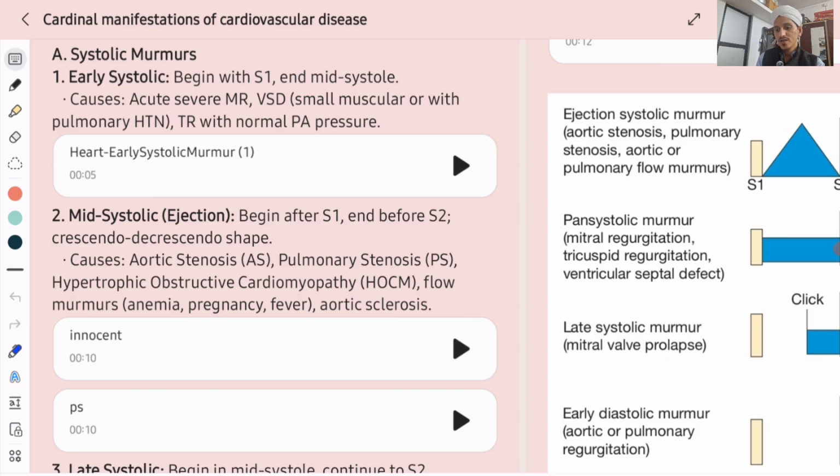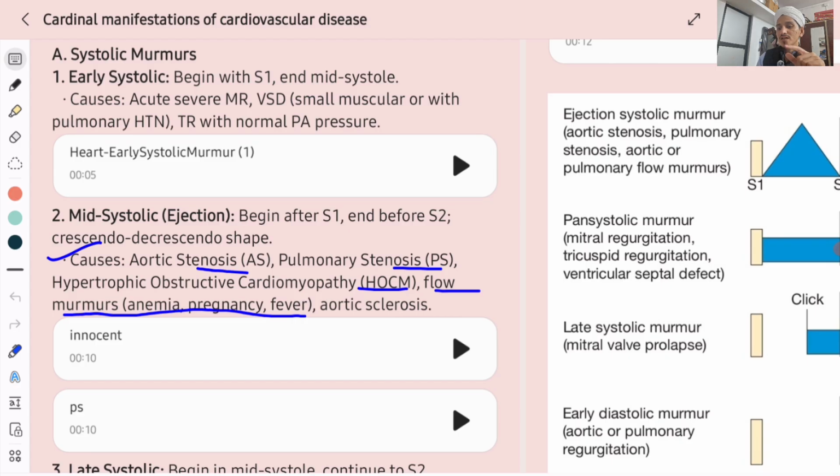The causes mentioned here are the pathologic causes of ejection systolic murmur. Pulmonary stenosis and aortic stenosis are the causes, along with hypertrophic cardiomyopathy, and flow murmurs. These flow murmurs are benign, actually innocent murmurs. They are not harsh. You will hear the difference in the coming audio clips.